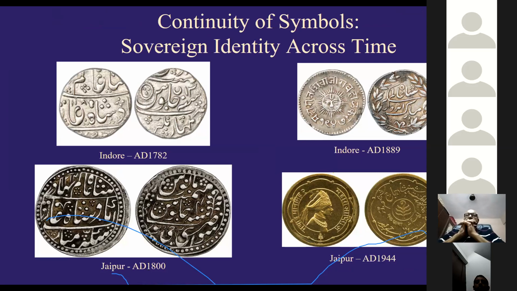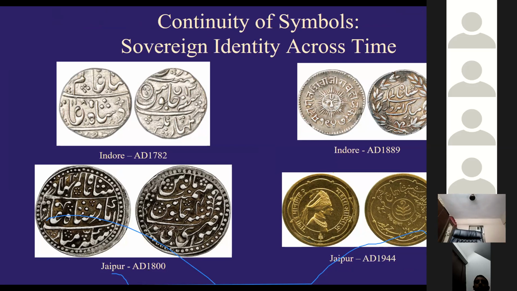And thirdly, the kings started issuing coins with absolutely no acknowledgement of the imperial power at all. They carried on issuing coins in their name only. There was no mention of any other imperial power as such.